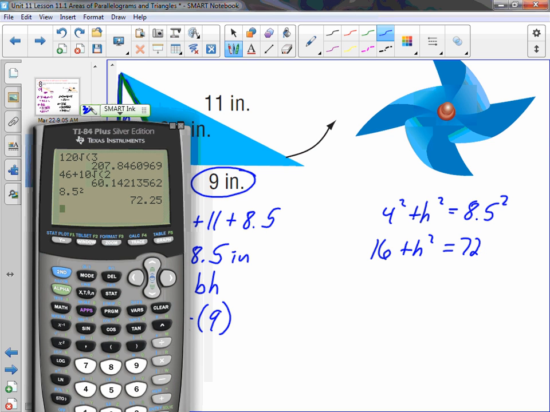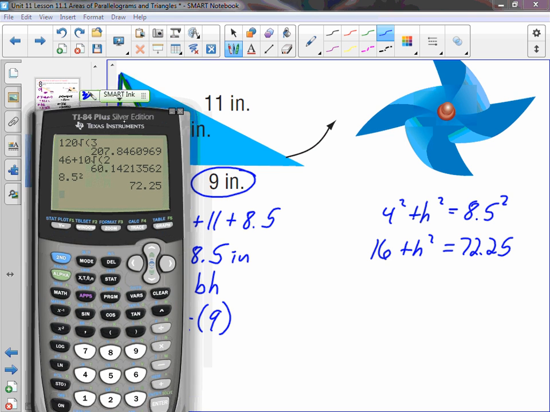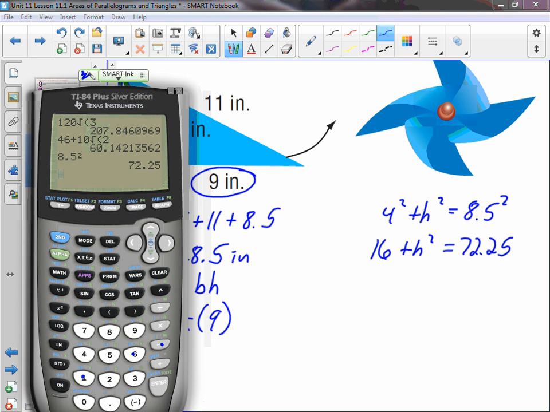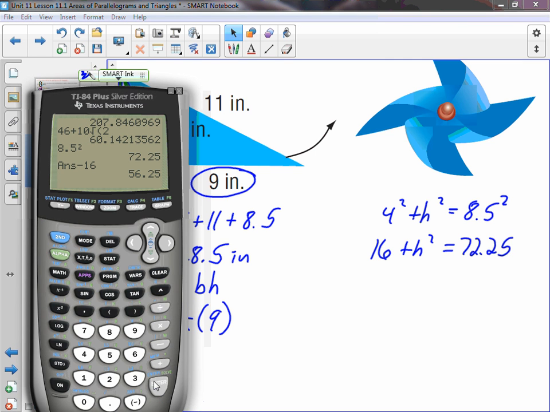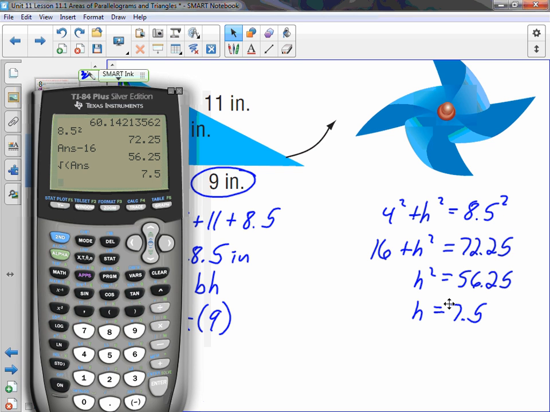So that'd be 72.25. Then we subtract 16 from both sides. Minus 16. So that'll be h squared equals 56.25. And I wonder what the square root of that is. So we do the square root of our last answer. Oh, that's nice. 7.5. No rounding required.